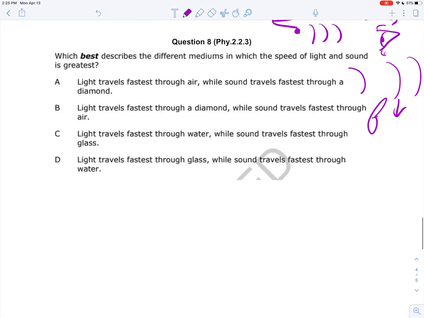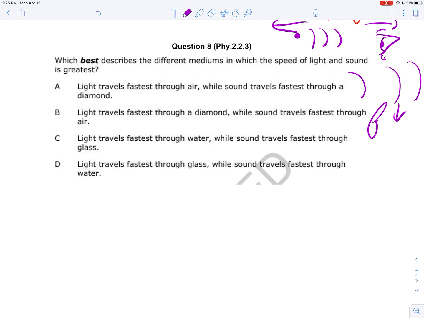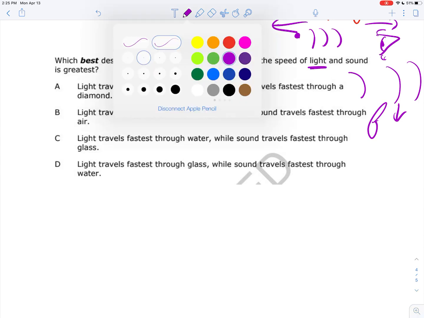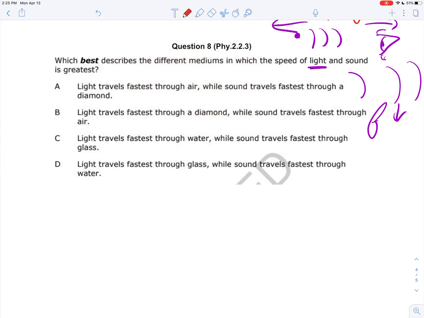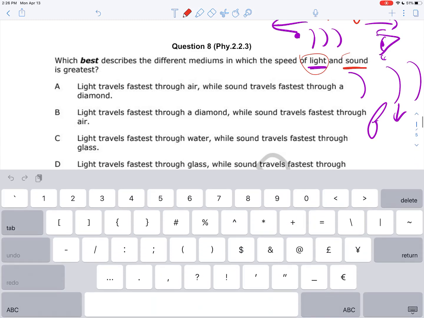Number 8. Which best describes different mediums in which the speed of light and sound is greatest. So for number 8, just remember what I said earlier on, is that light travels fastest when the medium has got a very low density, like a vacuum, and sound travels fastest when the medium has got a high density, when the particles are closely packed. And with light, we're actually talking about the optical density. With sound, we're just talking about the basic density of the object.